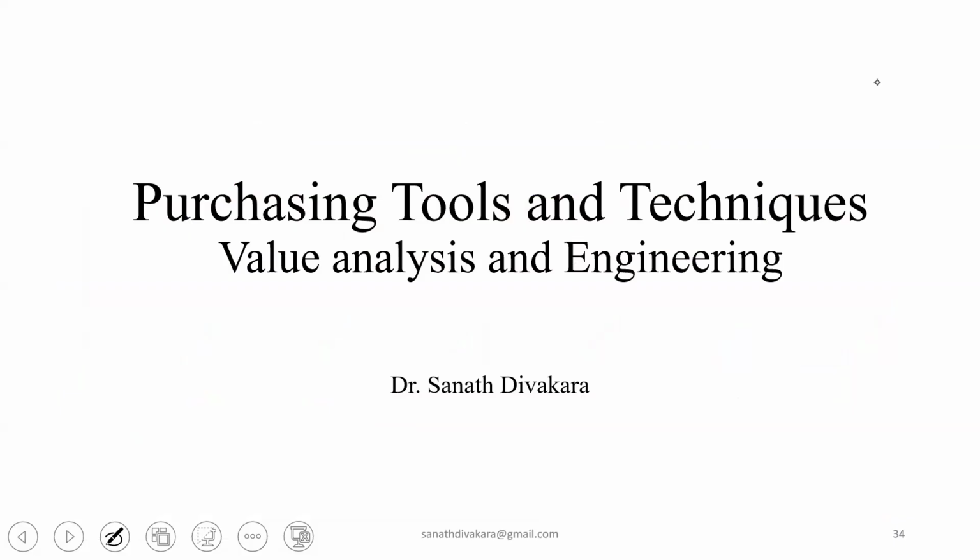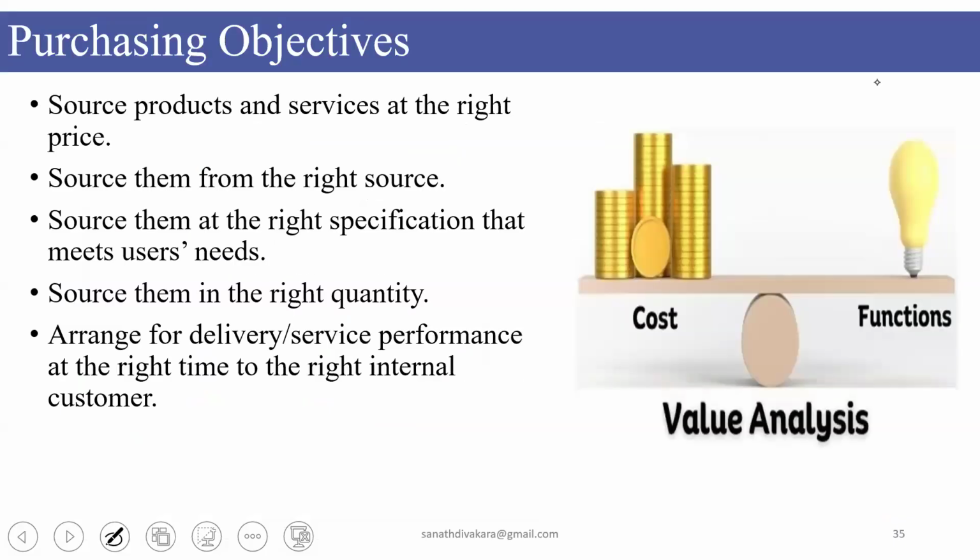Then purchasing tools and techniques, we discussed some of the things. I will just go through only the important things. Purchasing objectives: source products and services at the right price, from the right source, with the right specification, right quantity, for the right customer, the internal customer, at the right time.